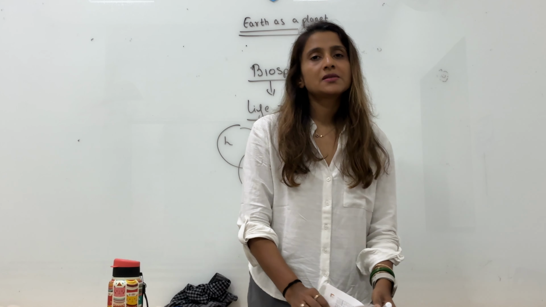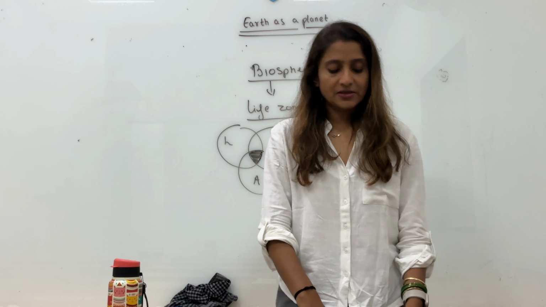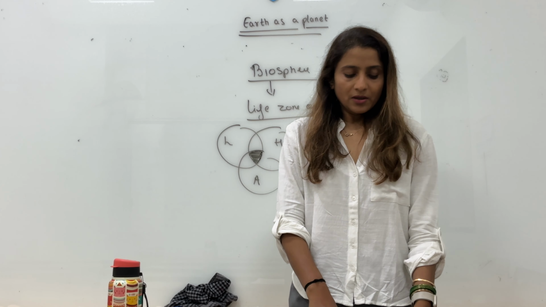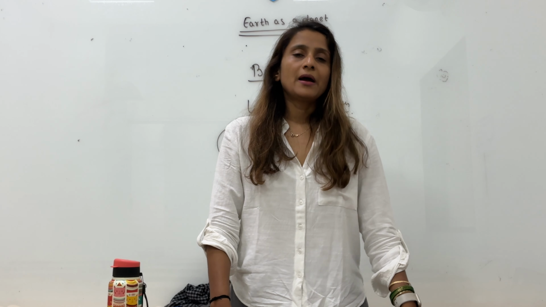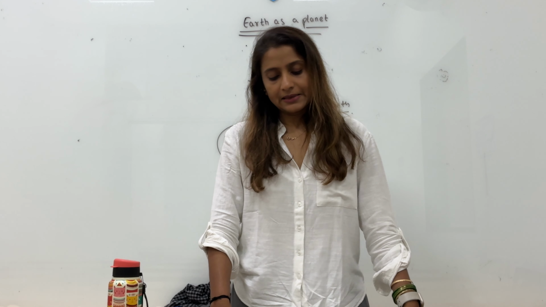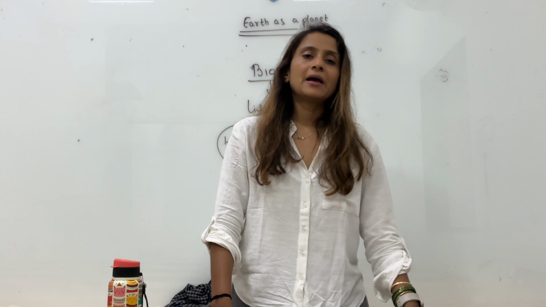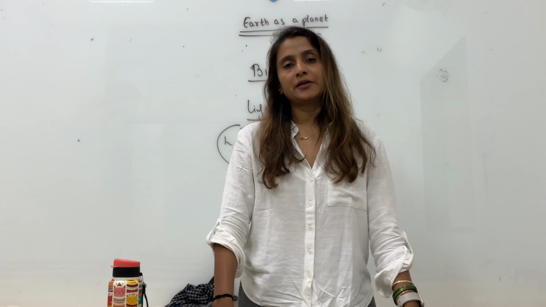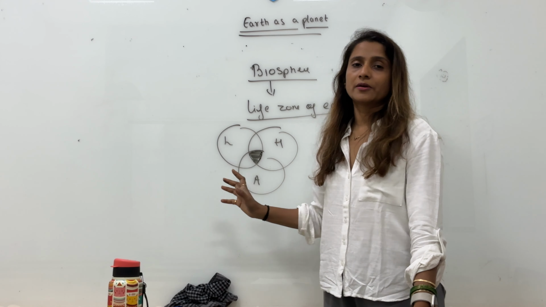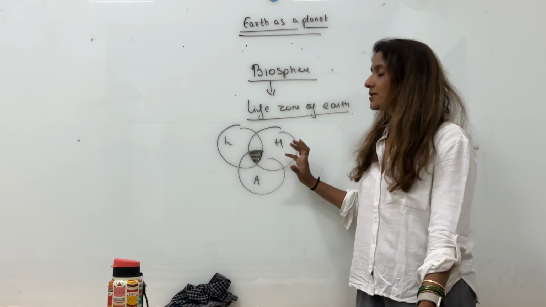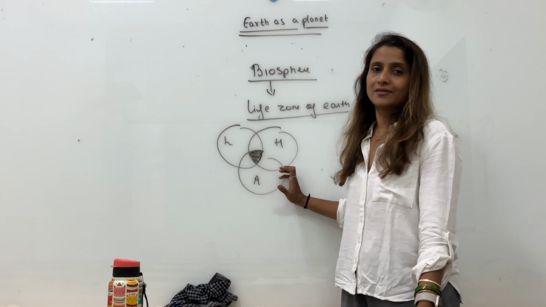So this is also one of the reasons that life exists on Earth. Remember one thing, in the biosphere you will see mainly two life forms, plant kingdom and yes, animal kingdom. Plant kingdom and animal kingdom. So that is your biosphere. Biosphere is the life zone of the Earth.